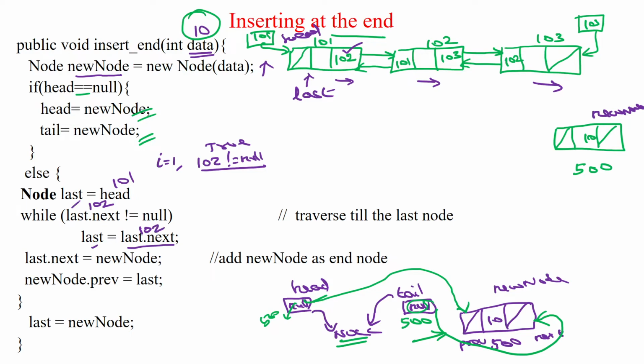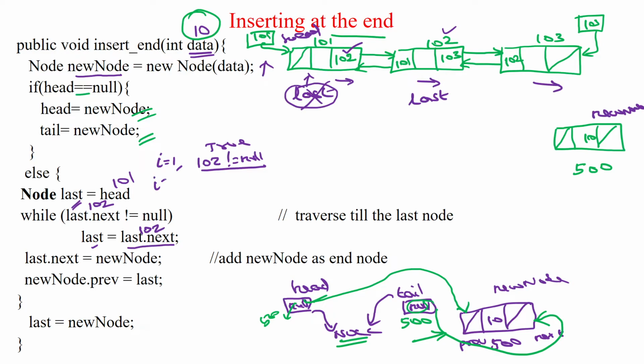Previously last is 101. Now 102 is assigned to last. So the last variable is updated with 102. Now this is becoming the last, so the last variable now holds the second node in the list.